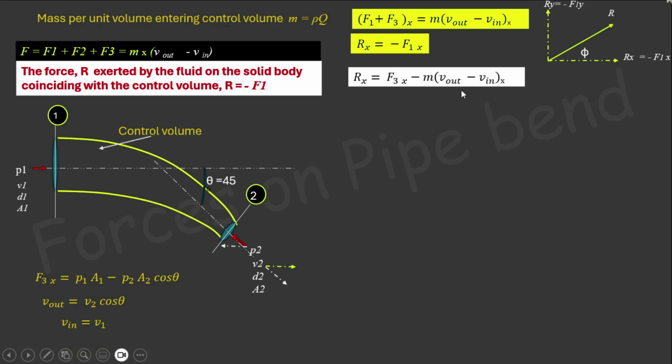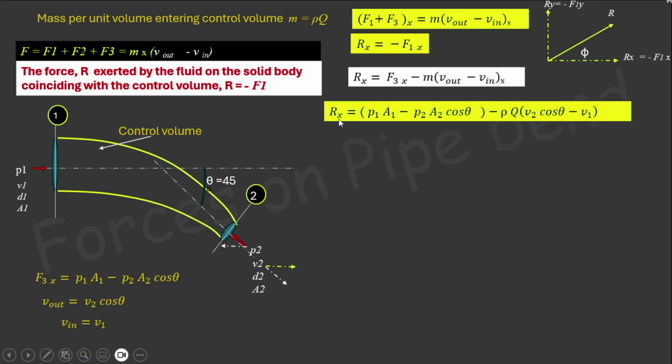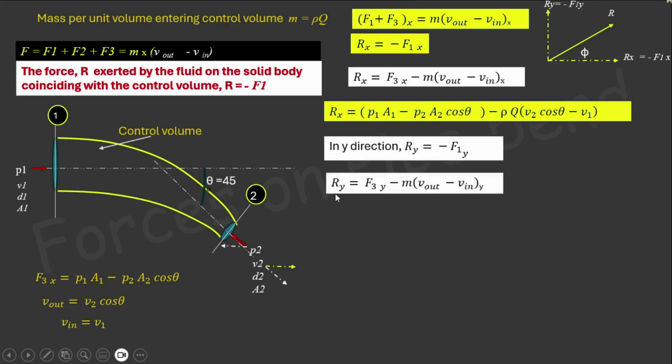So we can substitute here, then you will get Rx equal to P1A1 minus P2 cos theta A2 minus mass, which is replaced by rho into Q, into V out minus V in, that is V2 cos theta minus V1. Similarly, we can find out Ry. So if we are considering this equation in y direction and substituting Ry as minus F1y, then Ry equal to F3 of y minus mass into the change in velocity in y direction.